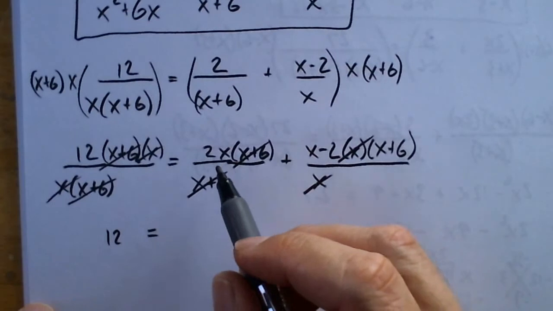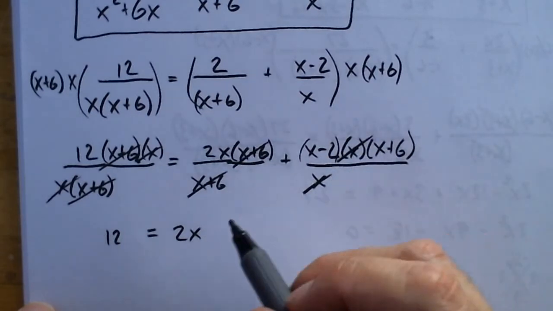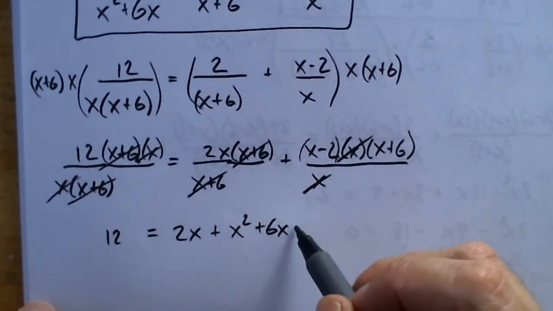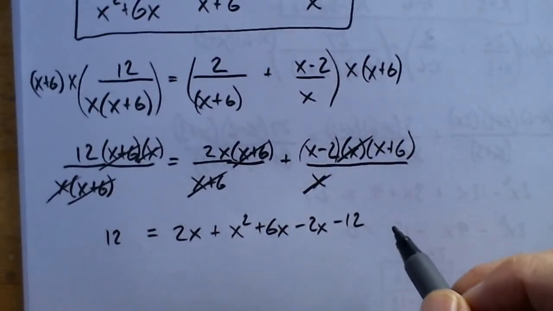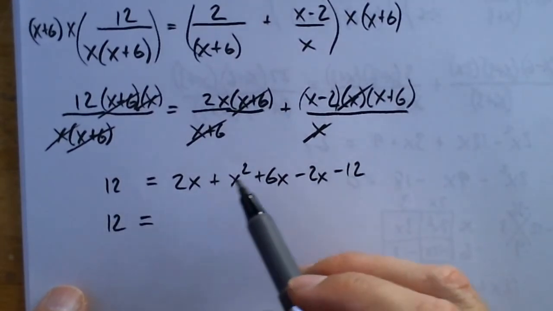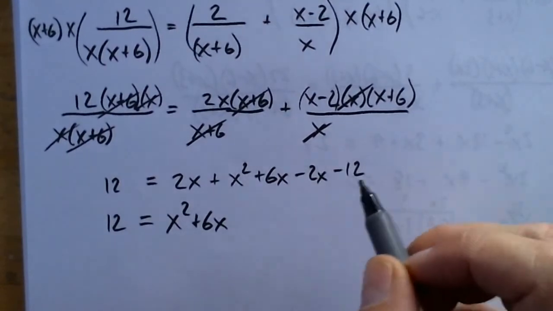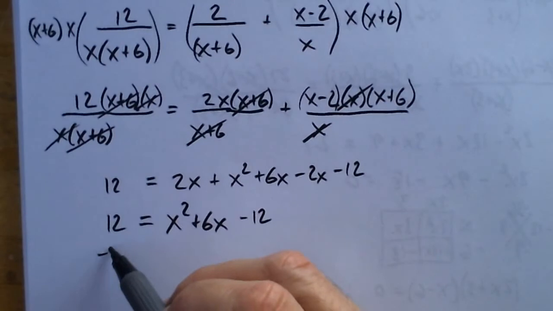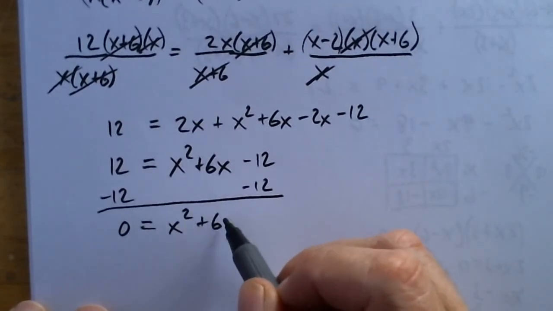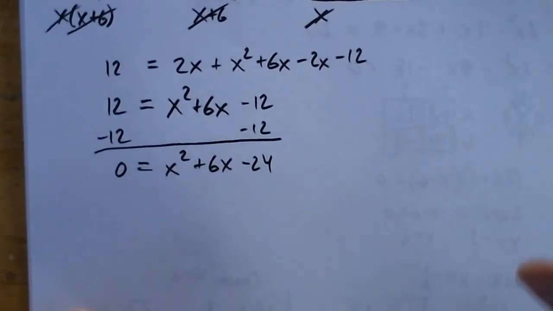12, 2x, and x minus 2 times x plus 6. X times x, x times 6, negative 2 times x, negative 2 times 6. And here we have 2x minus 2x is 0, 6x, so we have x squared plus 6x minus 12. And that's not factorable, so we'll use the quadratic formula.